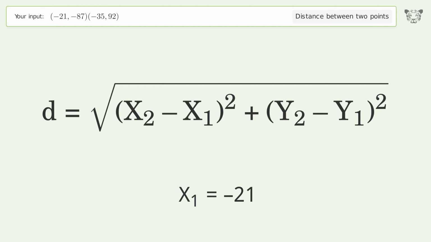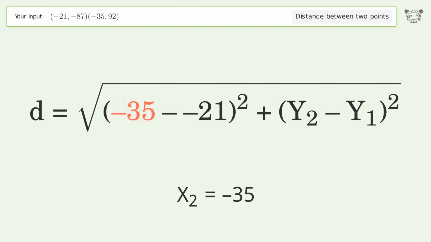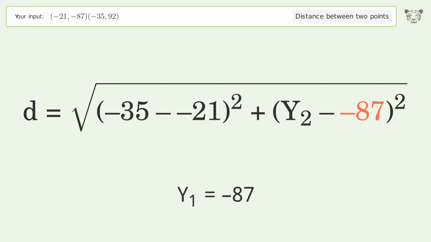x1 equals -21. x2 equals -35. y1 equals -87. y2 equals 92.